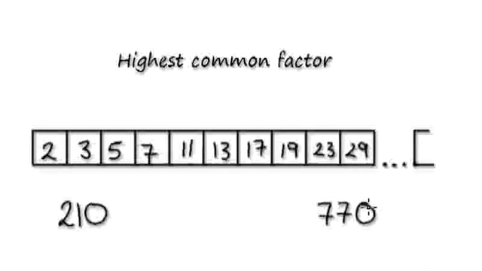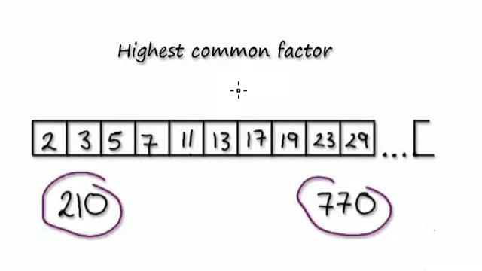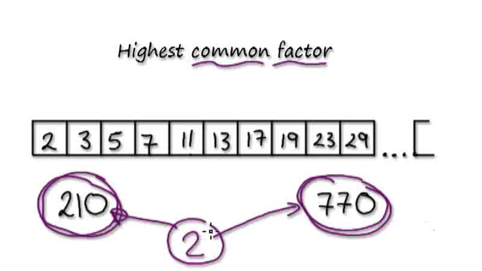In this video, we're going to talk about highest common factor. Given, let's say, two numbers here, you've got to find a factor that is common to both of these. So, for example, if you look at 210 and this number here, you could say that 2 is a common factor. Well, 2 is a factor of this, and 2 is also a factor of this, and it's actually common to both of them. So 2 is a common factor.